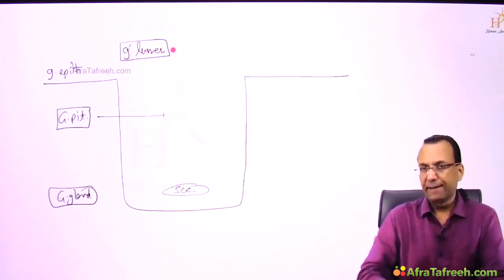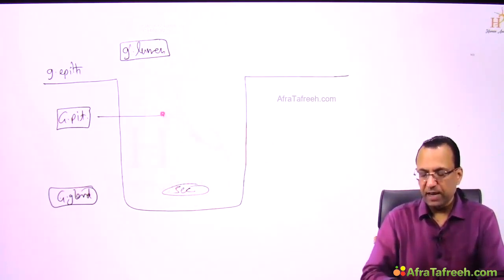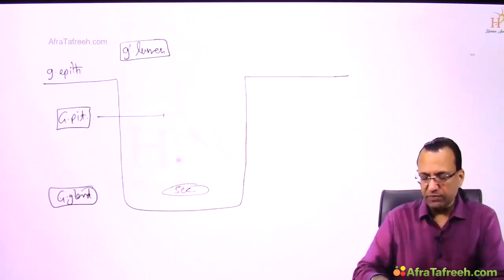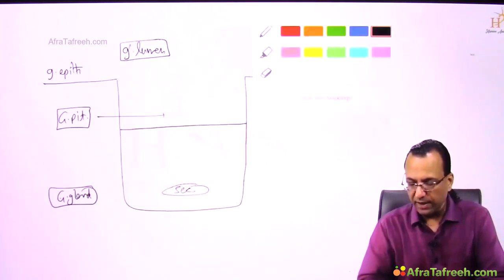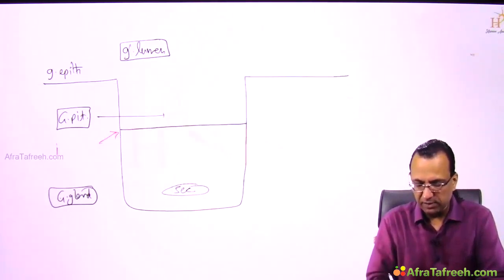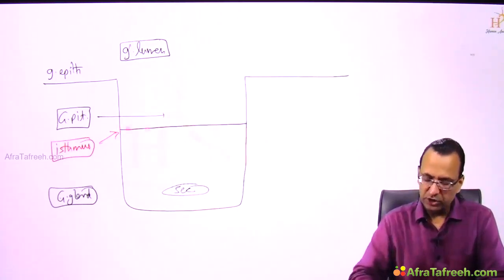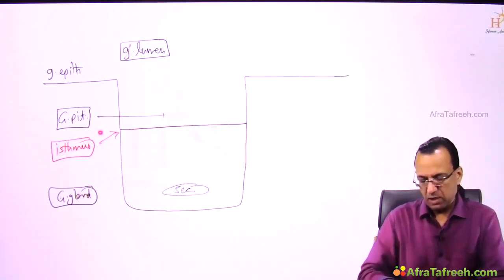So as we are saying, there are some secretions given by the gastric gland. They will go towards the gastric pit and then towards the gastric lumen. It is from below upwards. What is the junction of the gastric pit and the gastric gland called? That is called the isthmus. Isthmus means junction. So what is isthmus? It is the junction of the gastric pit and the gastric gland.